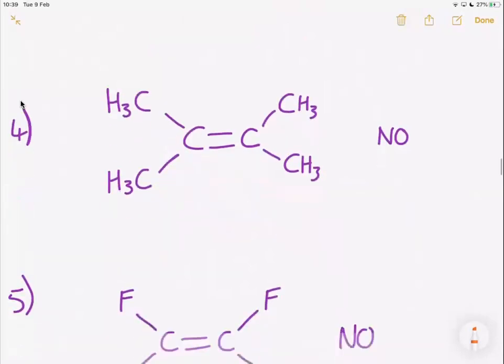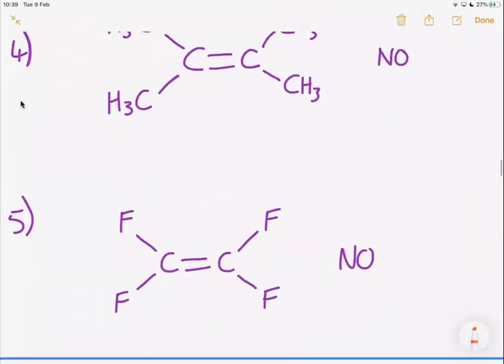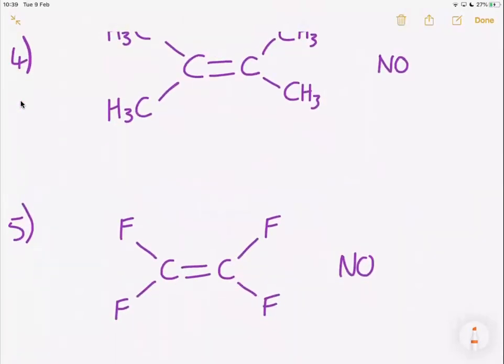Exactly the same logic for number 5. We've got 4 fluorine atoms. No geometric isomerism. So hopefully you're happy enough with that. It is tricky, but you do get a sense of how it works. And when we introduce some more complex rules next time, you'll start to build confidence a little bit. Okay, that's this lesson done.